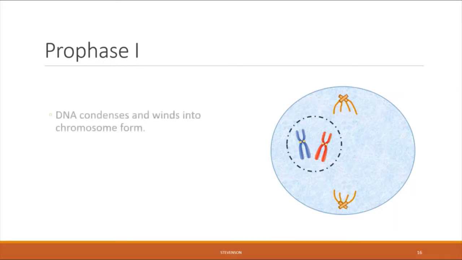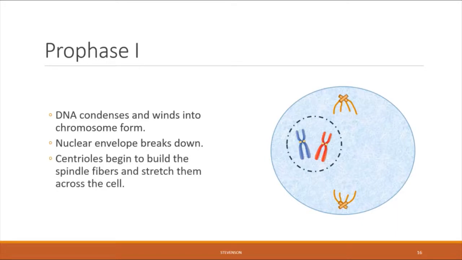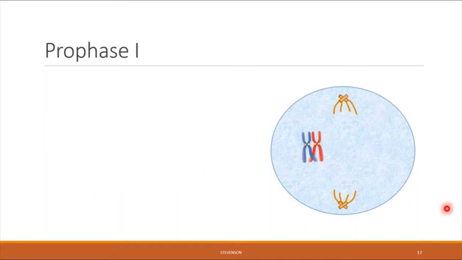During prophase, the chromatin condenses and winds into the form of chromosomes. The nuclear envelope starts to break down, and the centrioles begin to build the spindle fibers and stretch them across the cell, and that's what you can see happening in orange. But there's something different about prophase I that doesn't happen in either prophase II or regular prophase of mitosis, and that's this phenomenon called crossing over.